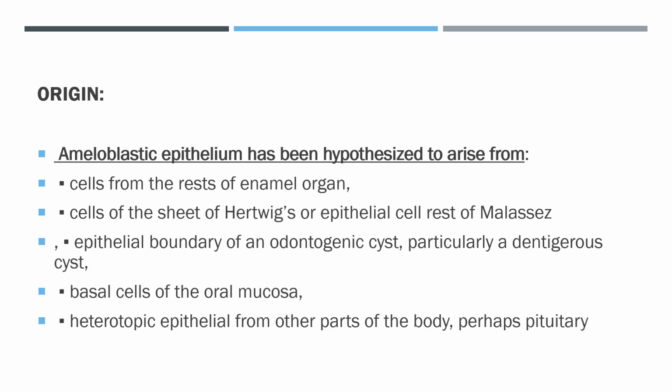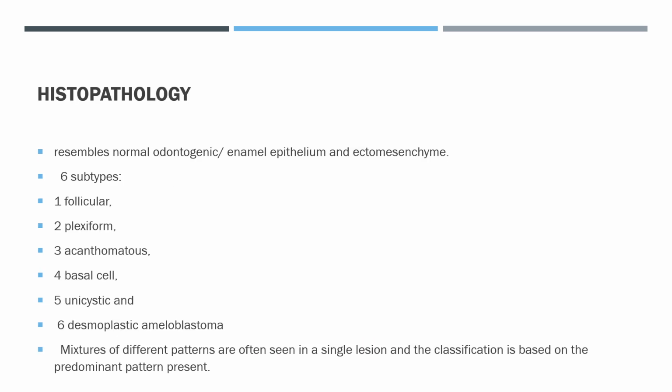Coming to the origin, ameloblastic epithelium has been hypothesized to arise from the cells of the rest of the enamel organ, cells of the sheath of Hertwig or epithelial cell rests of Malassez, epithelial lining of odontogenic cysts, particularly the dentigerous cyst, basal cells of the oral mucosa, and heterotopic epithelium from other parts of the body, maybe the pituitary.